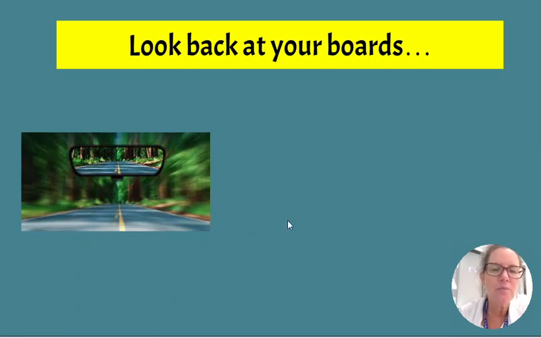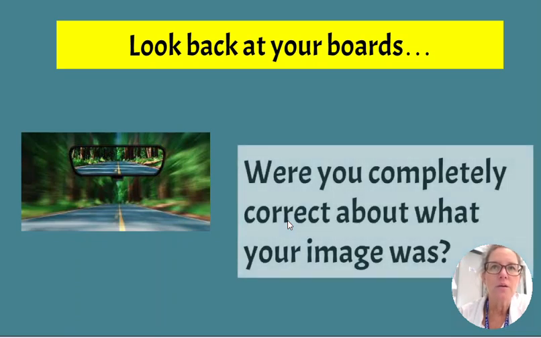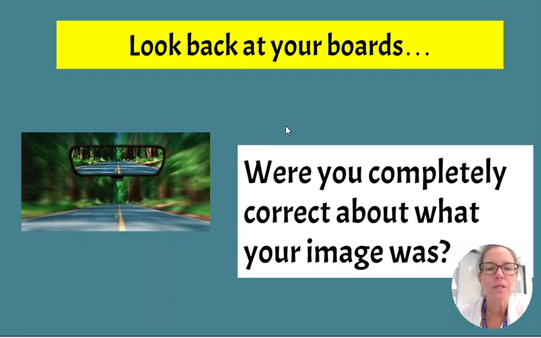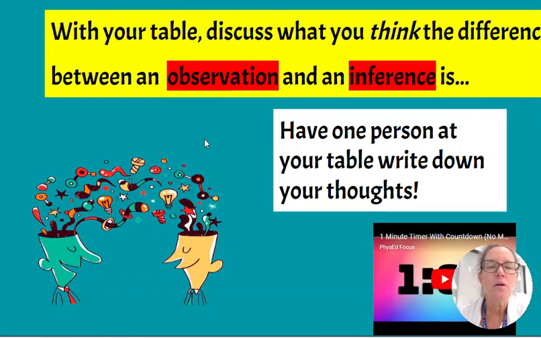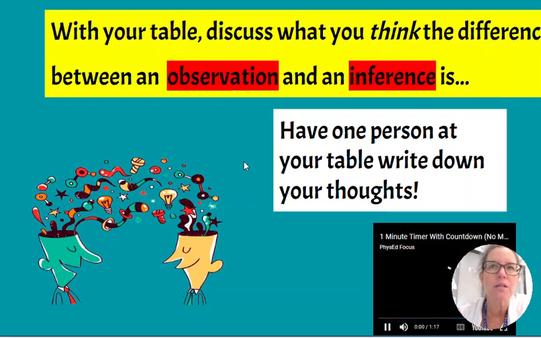And then I had people look back at their boards and whatever they had written down in the first place as observations and what they thought their picture was, I asked them to think about whether their observations told the whole story. So I said, were you completely correct about what your image was? And sometimes they were, but sometimes they learned then that it was part of a bigger picture. All right. So as a table, I asked people to get together and try to describe what is the difference between an observation and an inference. So these are important terms for today's lessons. So they took 1 minute and came up with what they thought an observation is compared to an inference.